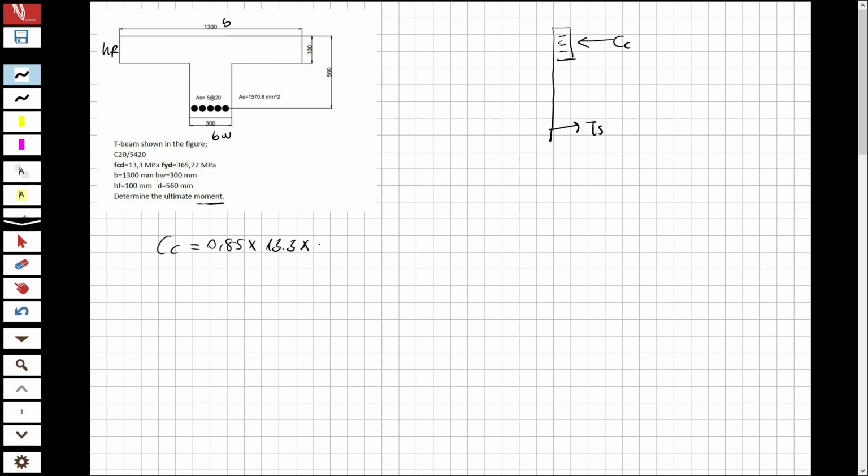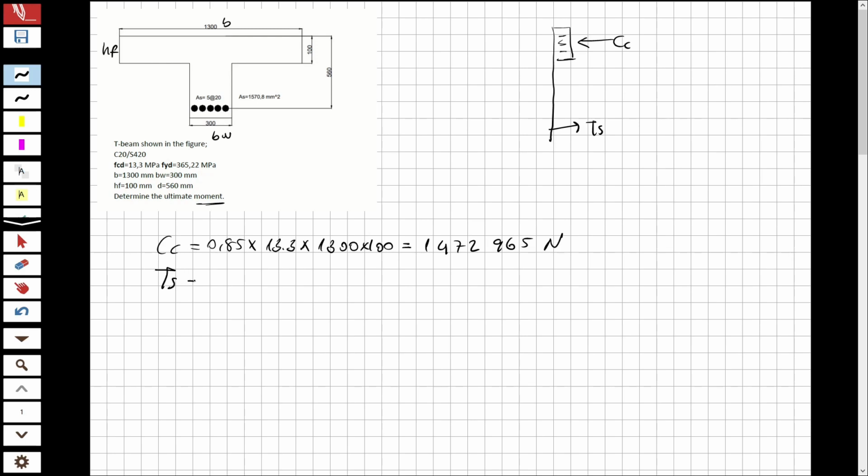So BW, what is BW? 1300. And this is HF, what is HF? 100. And this will be equal to 1,472,965 Newton, okay? So now I have this.